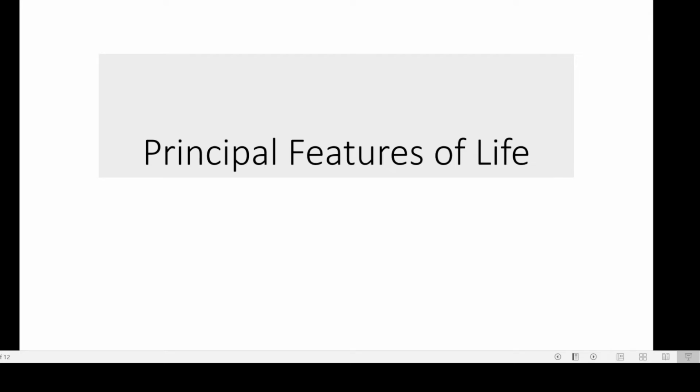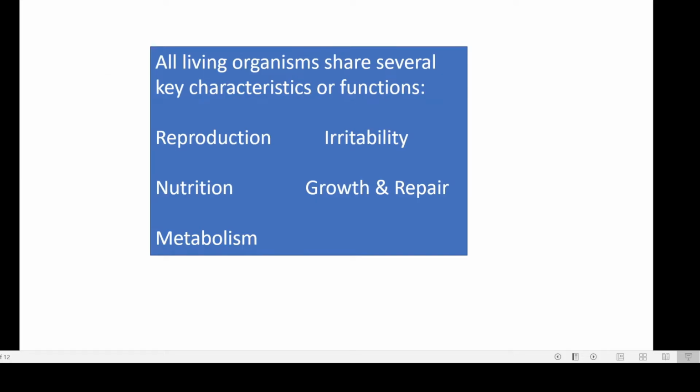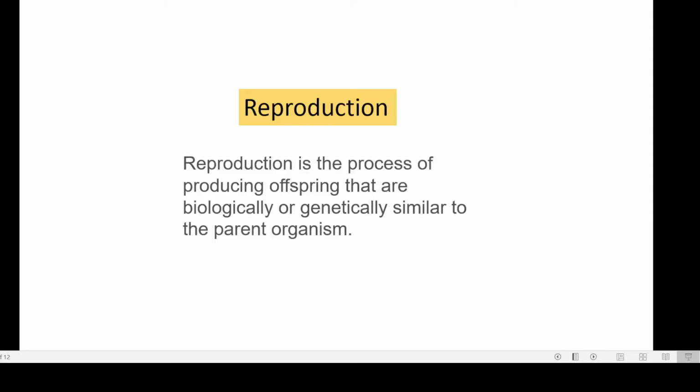Today's topic is Principal Features of Life, which is a part of the first chapter, Life and its Diversity, of class 9. So let's start. All living organisms share several key characteristics or functions. It may be reproduction, nutrition, metabolism, irritability, or growth and repair. Let us start with reproduction.